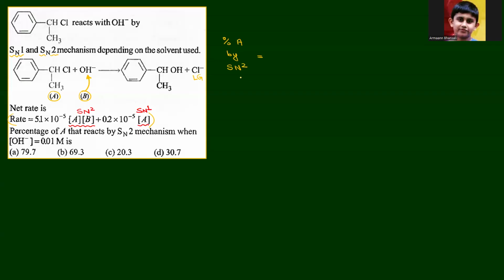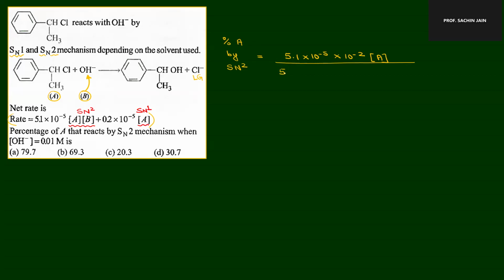Yes. Okay. So the numerator will be 5.1 into 10 raised to minus 5 into 10 raised to minus 2, in place of B, times A, upon the total rate constant, which will be the sum of both of them. So it becomes 5.1 into 10 raised to minus 5 into 10 raised to minus 2 A plus 0.2 into 10 raised to minus 5 A. And since percent is asked, you have to multiply by 100.